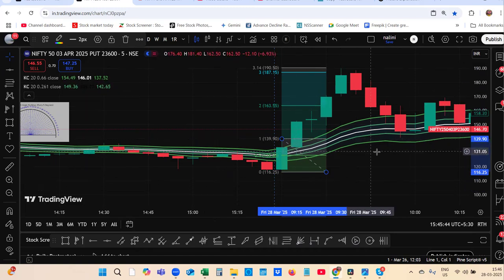See, for example, you have entered around 127 or 130, and from 130 to 190, within how many candles can you see? 1, 2, 3, 4 candles. Within 20 minutes, how much percentage are you booking? You can see the percentage of move.